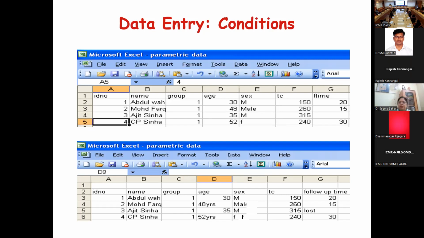You don't need to write systolic blood pressure. Everybody knows what systolic blood pressure is, right? If you write SBP, you know what it is, right?